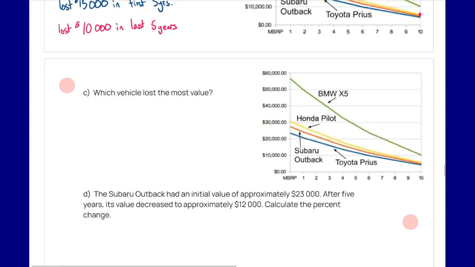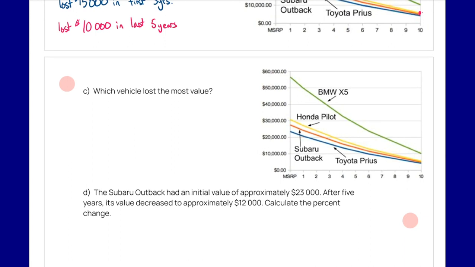Which vehicle lost the most value? Well, by looking at it, we can see that the BMW started at, say, 57,000 and ended up at 10,000. So it looks like it had the biggest drop, and you can see that by where it starts and where it ends. So even though the BMW X5 had the highest initial value, after 10 years it lost the most. So you would lose the most money if you own that vehicle because it lost the most amount of value. It went from, say, 57,000 to about 10,000.